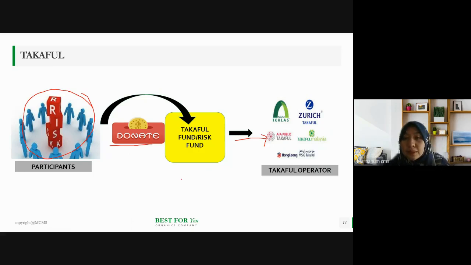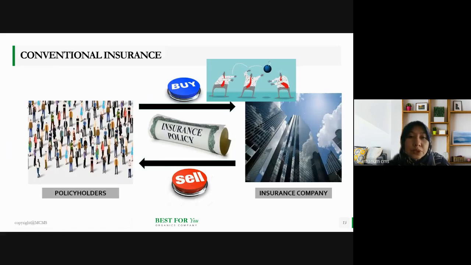And then conventional insurance is through a buy and sell contract, like buying and selling an insurance policy. So the policyholder buys the insurance policy from the insurance company, which sells the policy to them. When they buy, they actually transfer their risk to the insurance company.